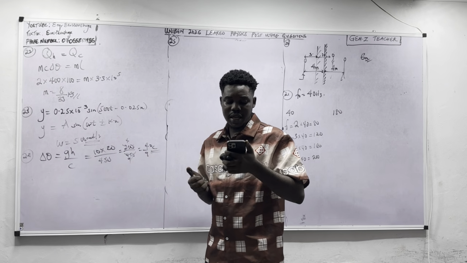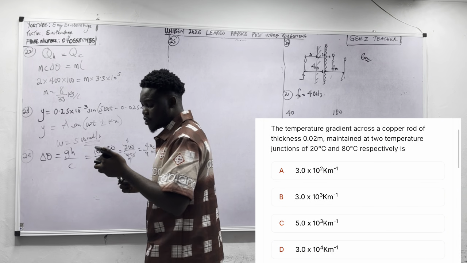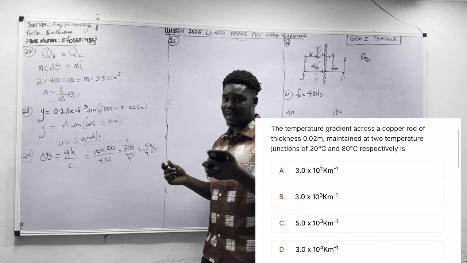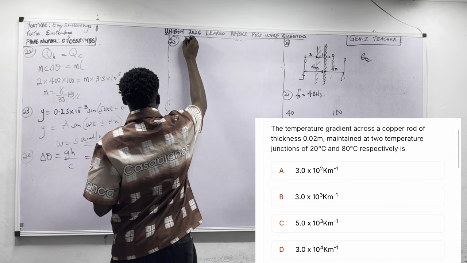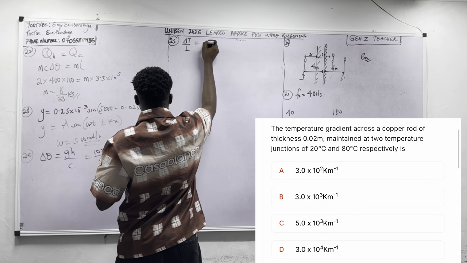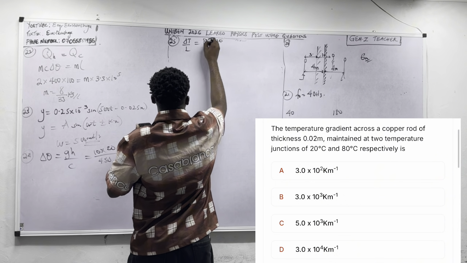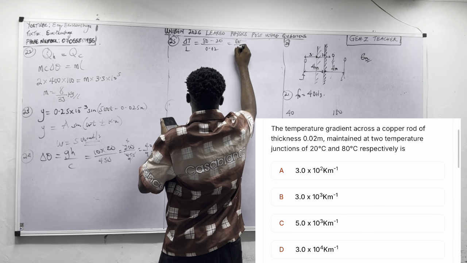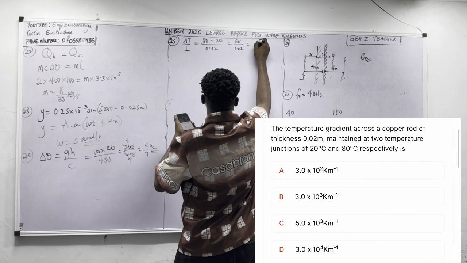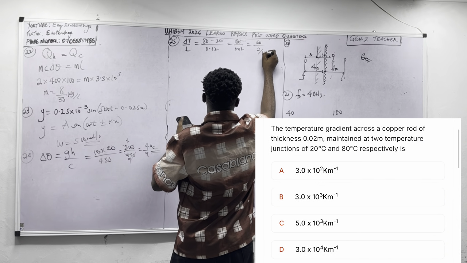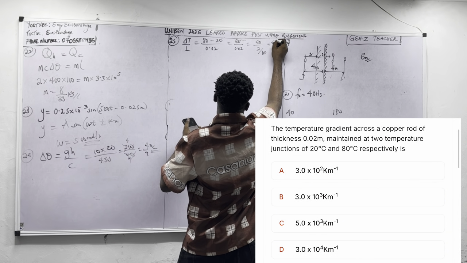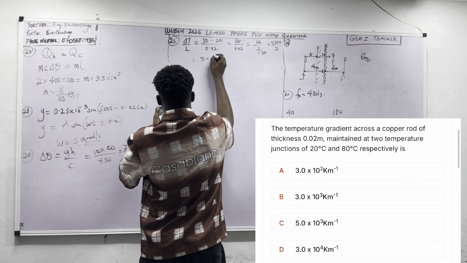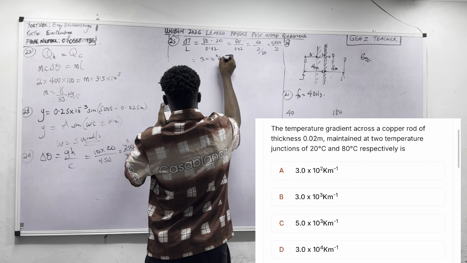Number 25: the temperature gradient across a copper rod of thickness 0.02 meters maintained at two temperature junctions, 20 degrees Celsius and 80 degrees Celsius, is dash. Now remember, temperature gradient is actually change in temperature over length. So the change here should be 80 minus 20, and the length here is 0.02. So this should be 60 over 0.02. That is 6,000 over 2, and that should give you 3,000, or 3 times 10 raised to power 3 Kelvin per meter.